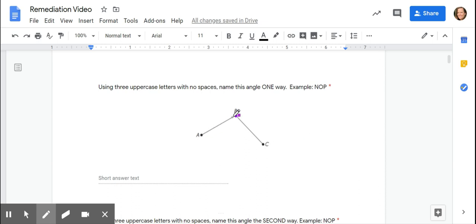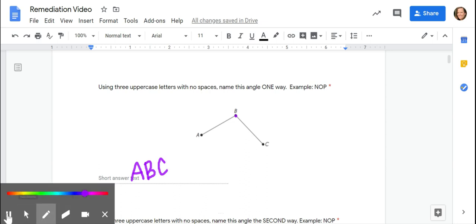One is A, B, C, capital A, B, C. And we know that because the B is the vertex, the point where the 2 endpoints meet, which is in the middle. And we have to leave that in the middle. So the only way that we could do that is by using point A or point C as the starting point. So A, B, C is one way to name this angle.